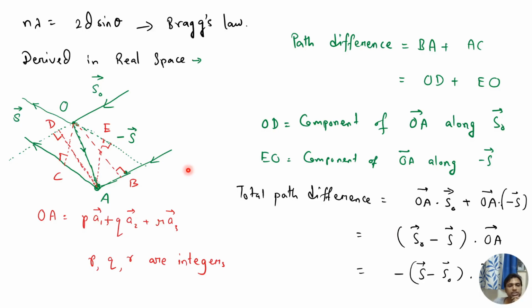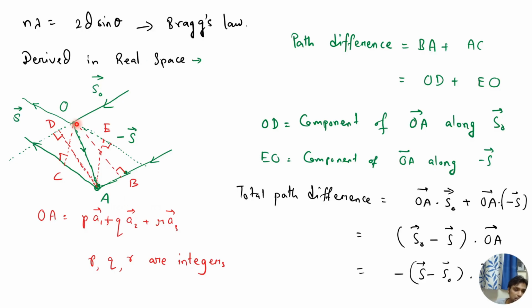Now what we have here is n lambda equal to 2d sin theta. This is the Bragg's law, and this you have got in the real space. Now let us look at the same thing in reciprocal space. Okay, so before going to reciprocal space, we'll see what would be the condition for the light to actually interact with the crystal points or the lattice points of the crystal.